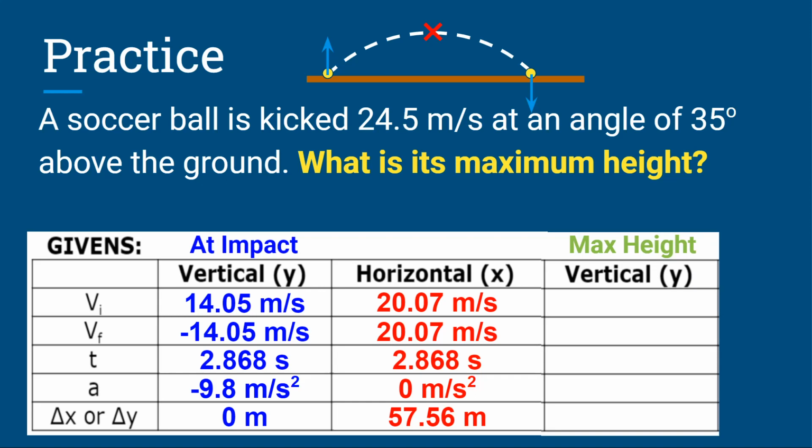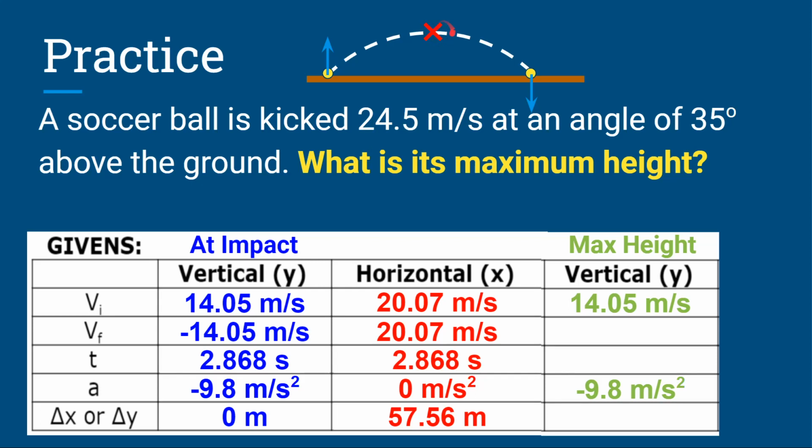I'm going to label it. I'm going to write at impact over here because this was for the end point, the very end. And over here, I'm going to write max height because now I'm looking at just to the max height. If I'm looking at just to the max height, my initial velocity is still the same as it was here. It's still 14.05. My acceleration is obviously the same. It's still gravity.